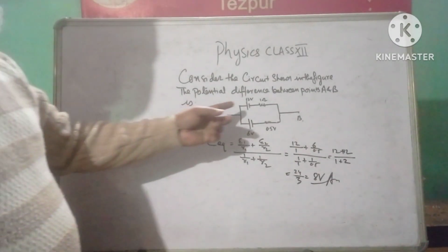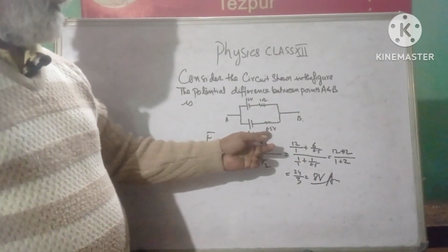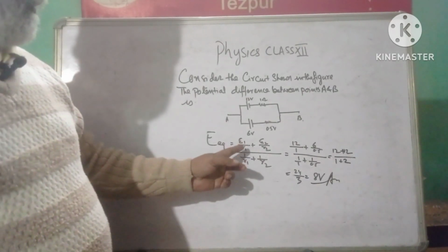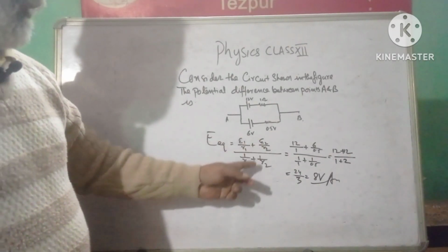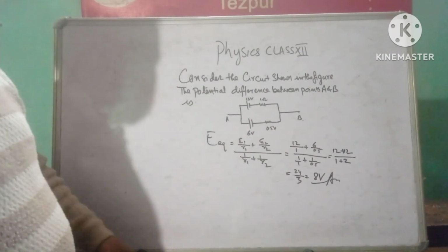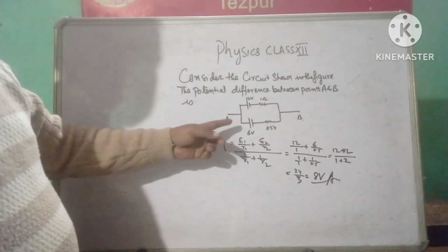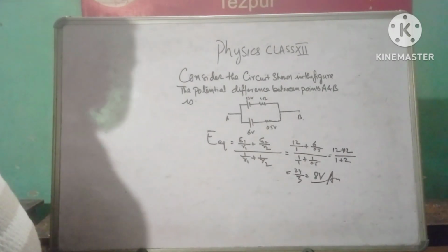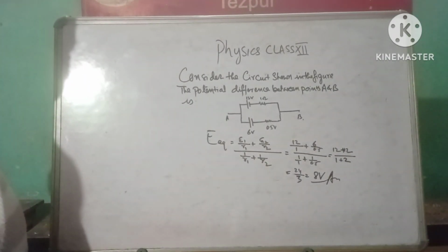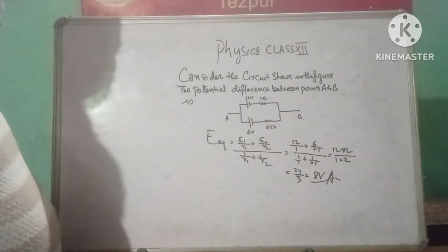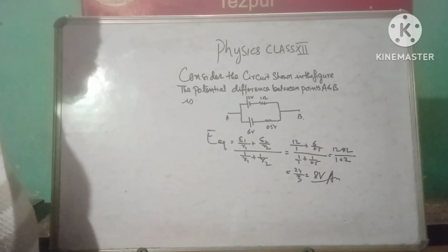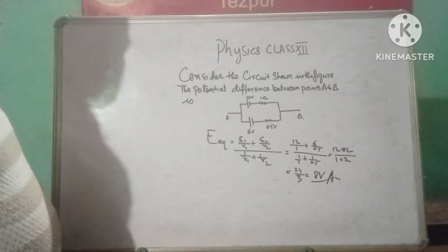You know, here this is the internal resistance. So E equivalent is epsilon 1 by R1 plus epsilon 2 by R2, divided by 1 by R1 plus 1 by R2. And here you see it is in parallel connection, so this E equivalent is the potential difference between points A and B.